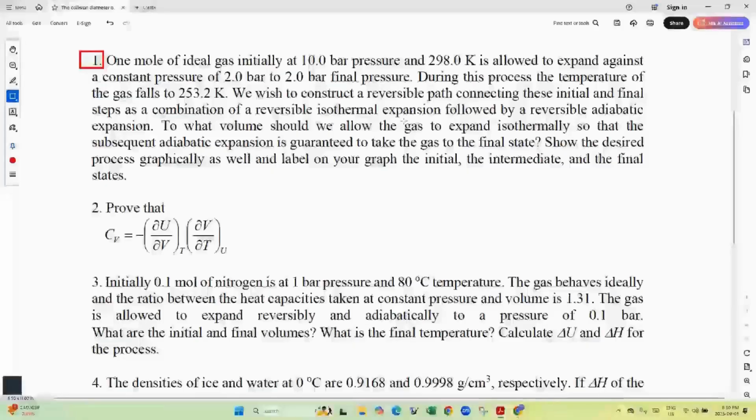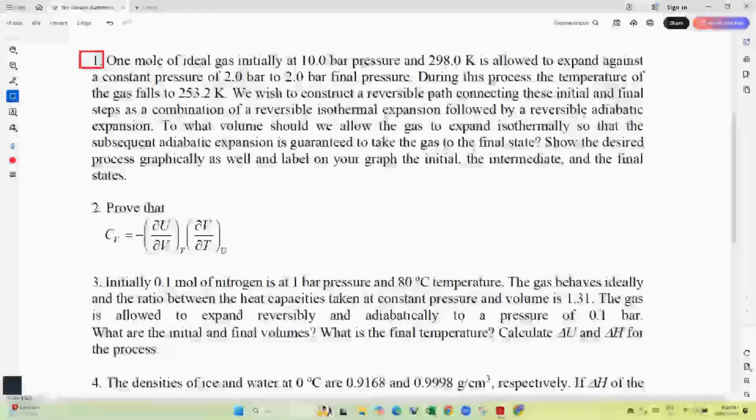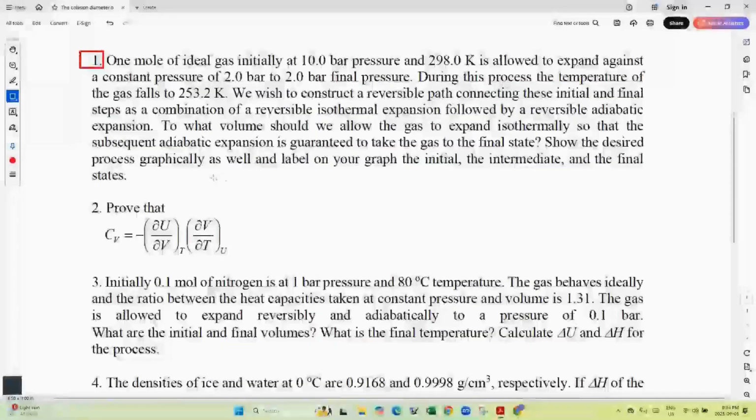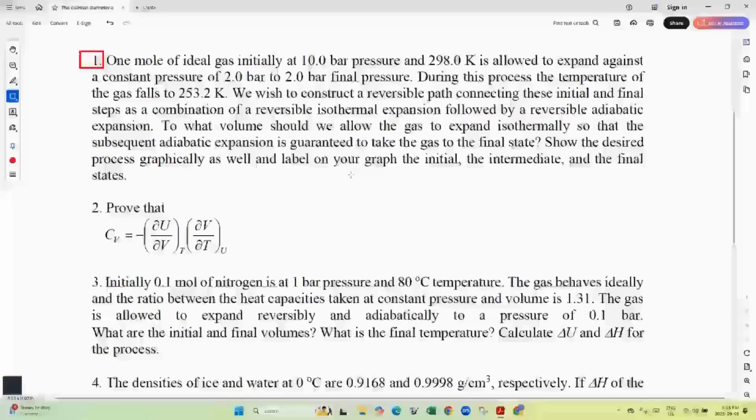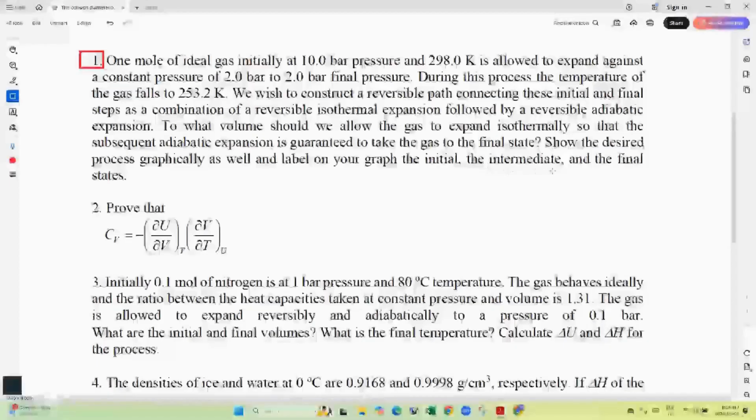We wish to construct a reversible path connecting these initial and final steps as a combination of a reversible isothermal expansion followed by a reversible adiabatic expansion. To what volume should we allow the gas to expand isothermally so that the subsequent adiabatic expansion is guaranteed to take the gas to the final state? Show the desired process graphically as well, and label on your graph the initial, the intermediate, and the final states.